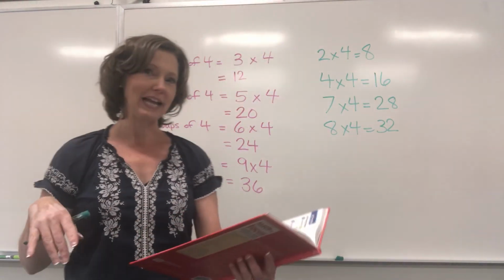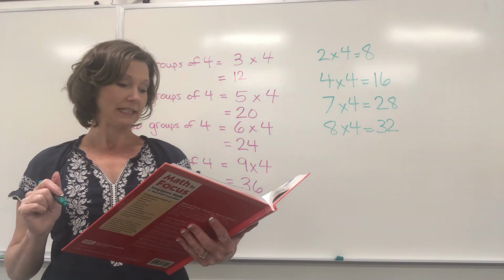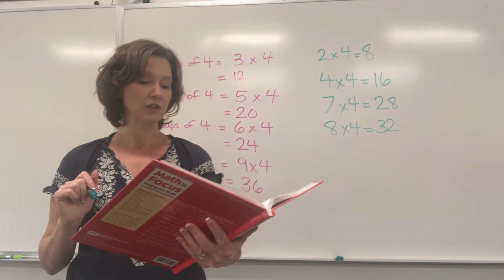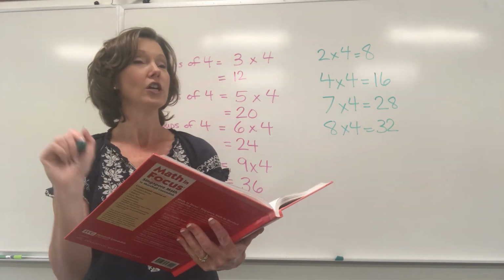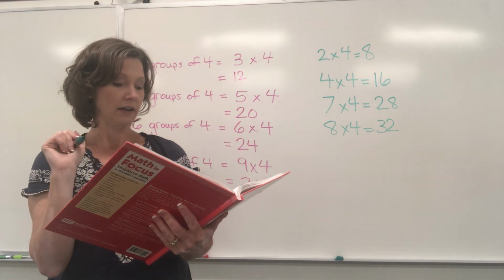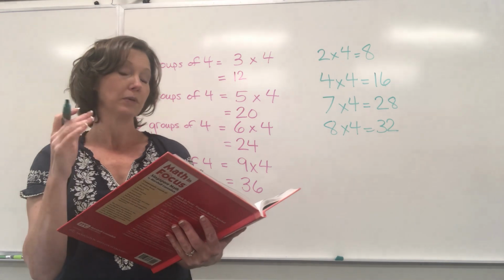Number 10, please read it out loud with me. Begin. The Jones family has 5 rabbits. Each rabbit has 4 carrots. How many carrots do the rabbits have in all? Circle your keywords. Each. And what else? In all. That tells you that you are multiplying by equal groups.